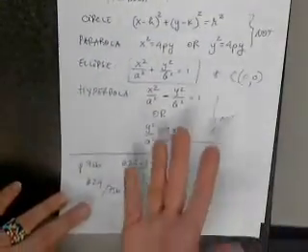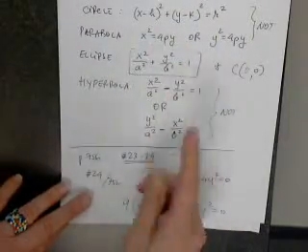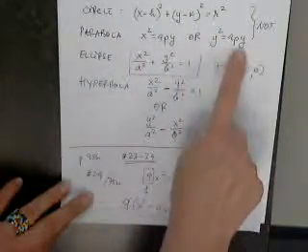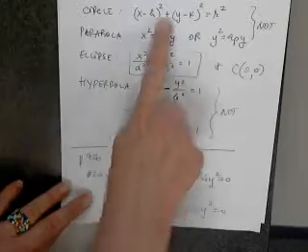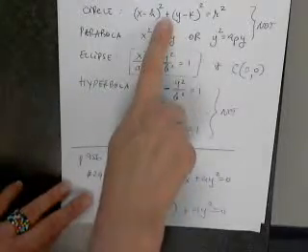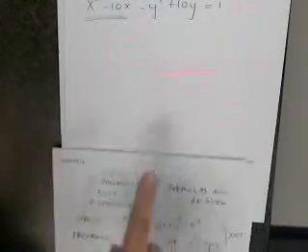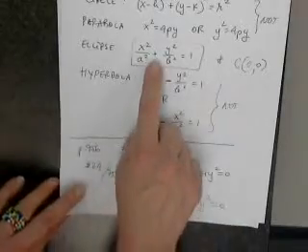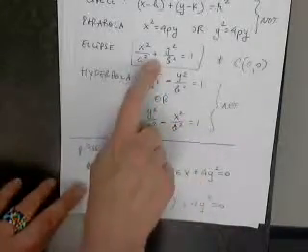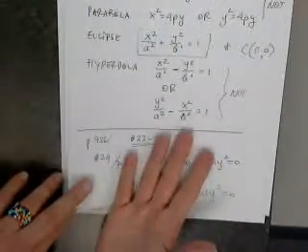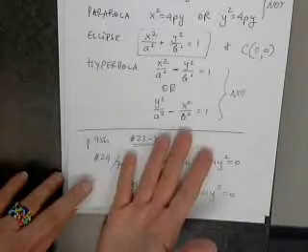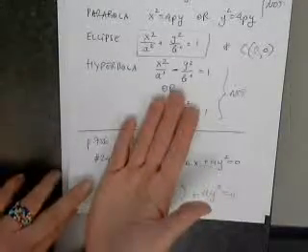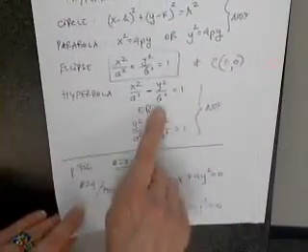Okay, so I'm going through the list. Definitely it's not a parabola. Definitely it's not a circle, because the circle doesn't have a minus. There is a minus in there. Definitely it's not an ellipse. But what can it be? It's a hyperbola.